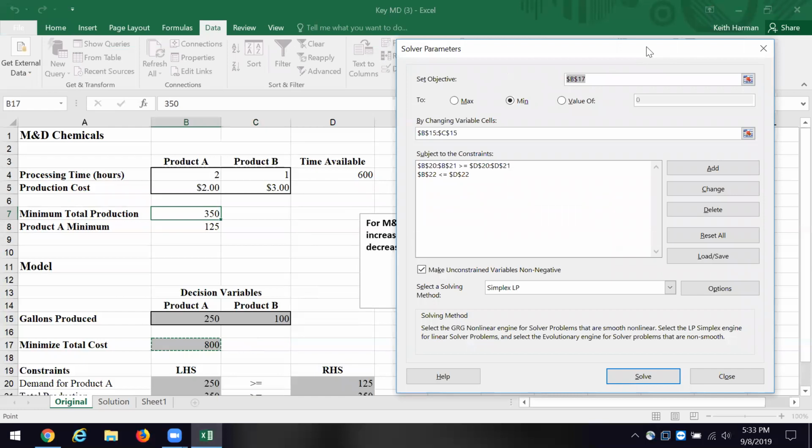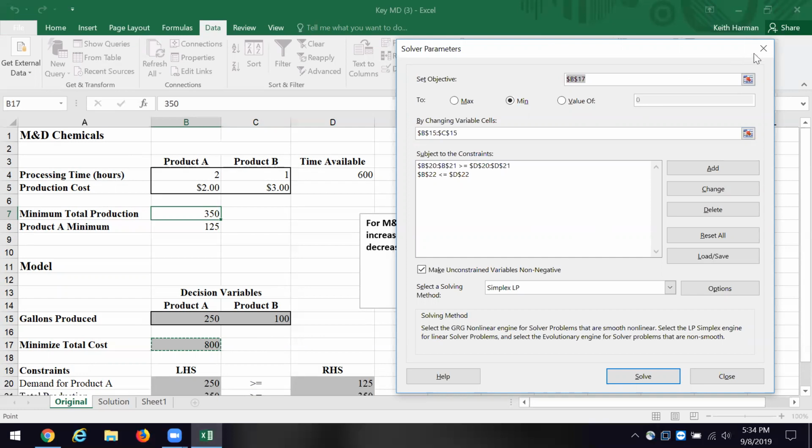here we see the objective function, which is B17. And in this case, we're going to minimize. Okay? And we're going to change these variables B16 and B15, B15 and B16. And then there's the constraints. B20 through B21 are equal to or greater than D20 through D21. The left-hand side and the right-hand side. But then this time in this minimization, okay, B22 has got to be equal to or less than D22.